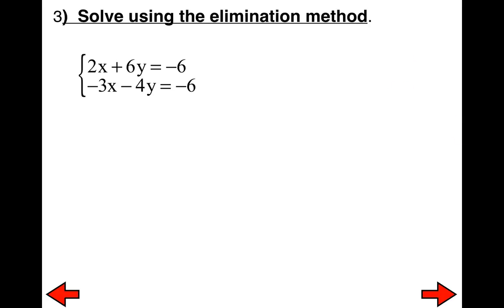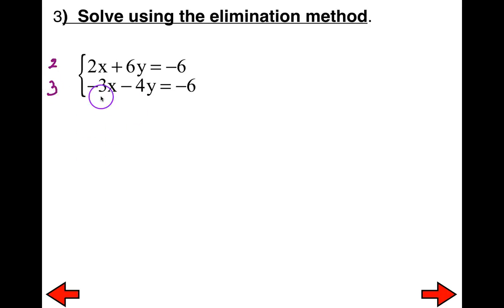Okay, so let's see. Options are definitely going to vary. You can either choose to eliminate the x's or you can eliminate the y's. Well, here the lowest common multiple between a 2 and a 3 is 6. So in order to make this 2x a 6x, I'm going to have to multiply the first equation by 3. And in order to change this 2 to 6, I'm going to have to multiply by 2. So that's one of my options, multiply by 2, multiply by 3.